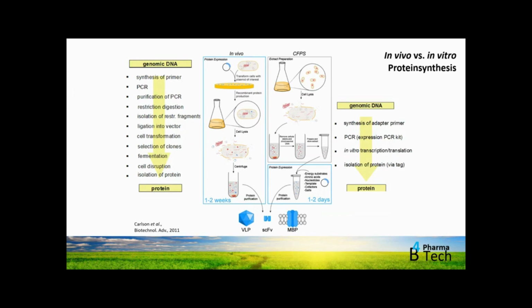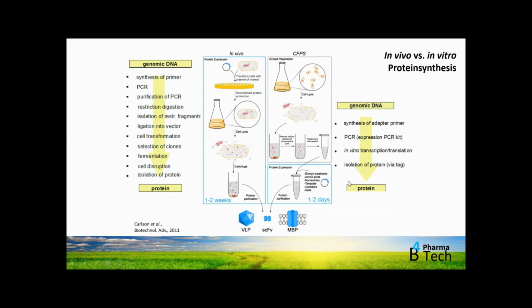Now here's a direct comparison side by side. On the left-hand side, you see the classical in vivo pipeline. The in vivo pipeline starts with the PCR cloning, transfection, and selection of clones. Of course, you have to do fermentation and upscaling, cell disruption, and the isolation of the protein. This may take 1 to 2 weeks if you're really fast. I would rather say 1 to 2 months is more like the realistic time scale for the production of a protein in an in vivo system.